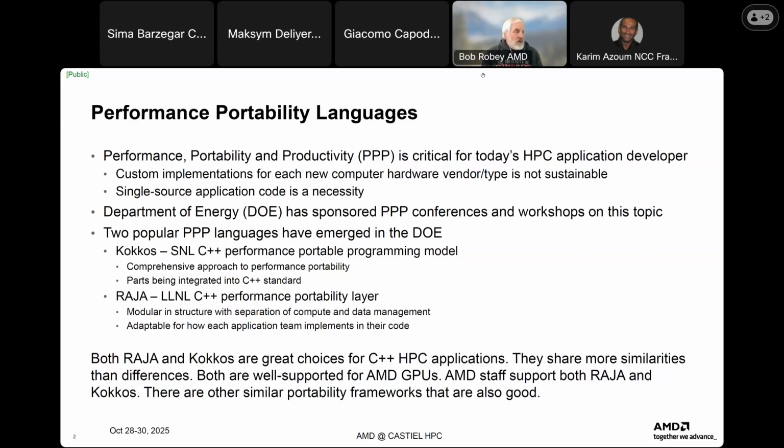So Kokkos is more of a comprehensive approach that implements these performance portable languages. RAJA is more modular in structure and is used at Lawrence Livermore National Lab. They both share a lot of the same ideas, and in fact, there was a lot of cross-fertilization between these two teams on how to implement these layers and get performance. Both of those are great choices, and both are well supported for AMD GPUs.